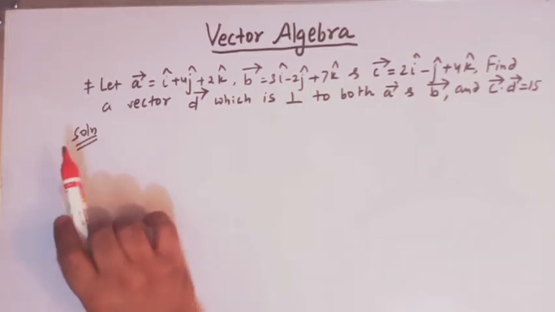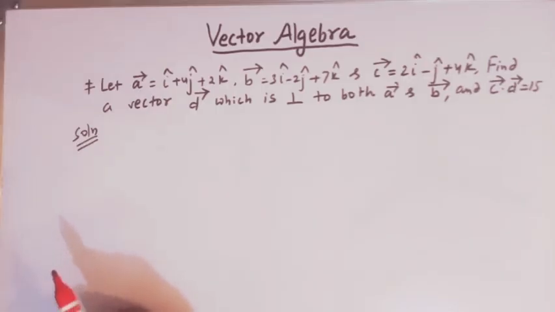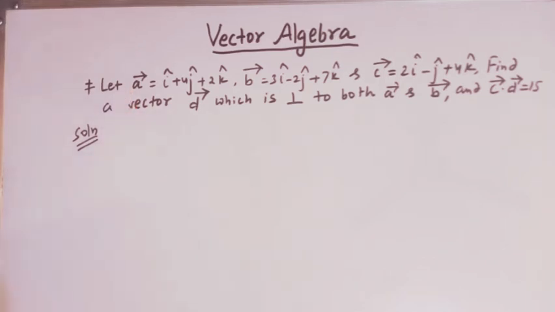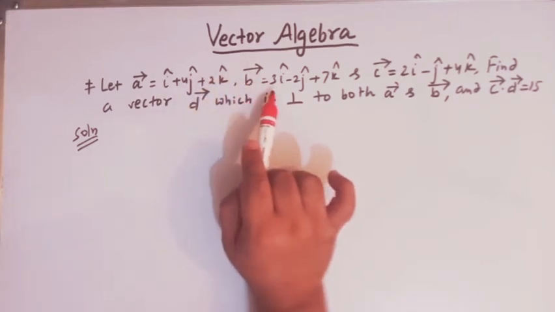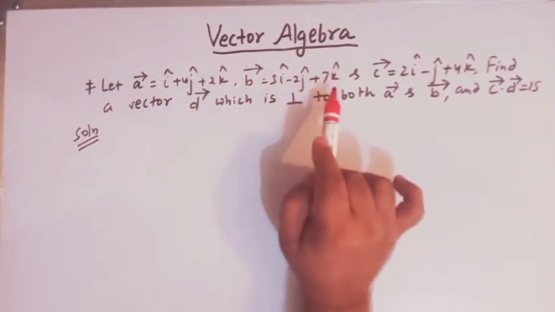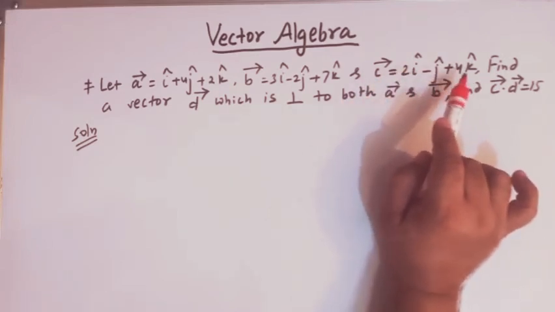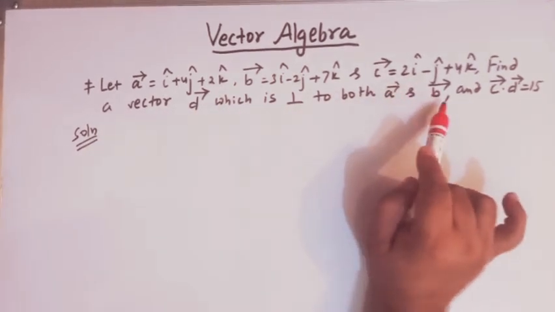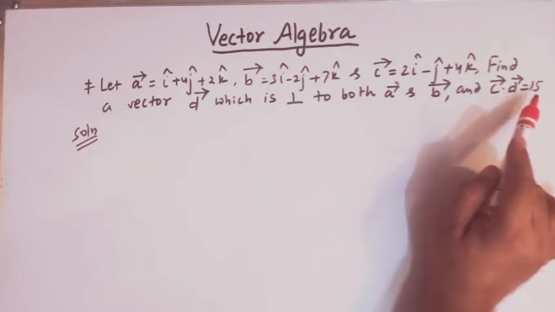Hello viewers, in today's lecture we are going to solve some important problems related to vectors. So the first problem is, here we are given vector A = i cap + 4j cap + 2k cap, vector B is 3i cap - 2j cap + 7k cap, and vector C is 2i cap - j cap + 4k cap. Find a vector D which is perpendicular to both vector A and vector B, and the dot product of vector C and vector D is given as 15, right?